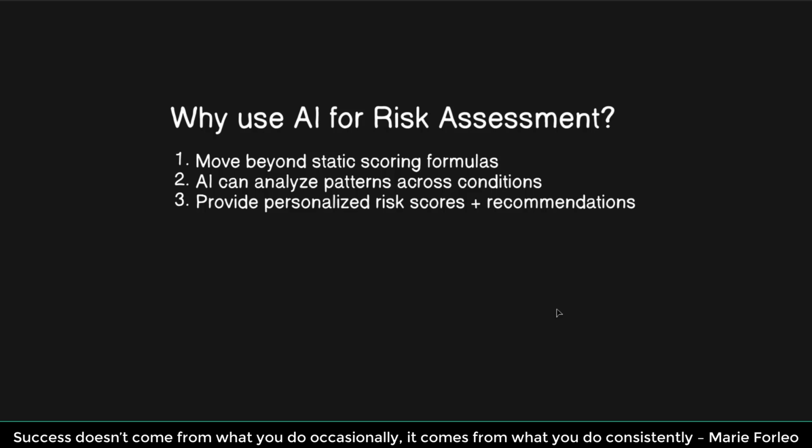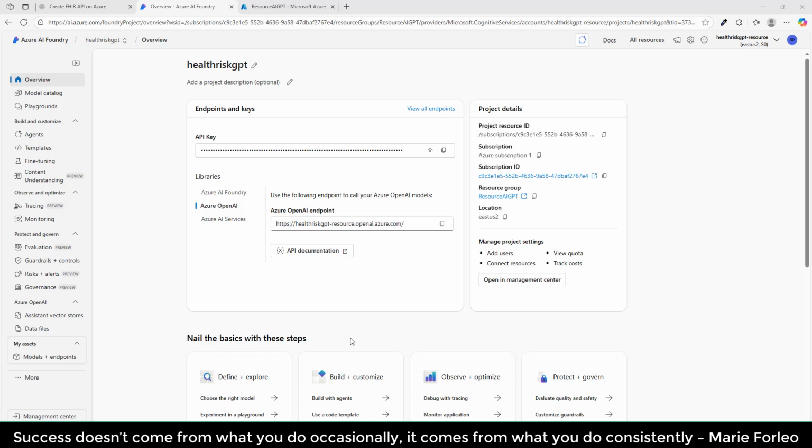So why use AI for risk assessment? Traditionally these insights come from manual rules or static scoring systems. We can say a rule based system, we get that information. But what if we let AI analyze all this patient data and generate personalized risk scores and recommendations in real time? I use Azure AI Foundry to create Azure OpenAI services. So this is the Azure OpenAI endpoint and my API key.